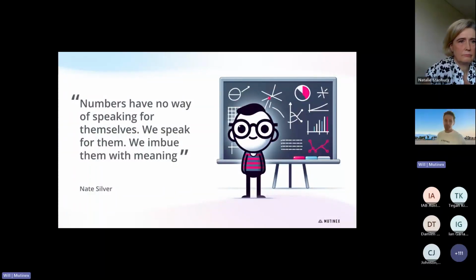Now, I love this quote from Nate Silver. You might have seen it before. Numbers have no way of speaking for themselves. We speak for them. We imbue them with meaning. Now, I've always had a career in data as an analyst, consultant, etc. And everyone wants to be data driven.